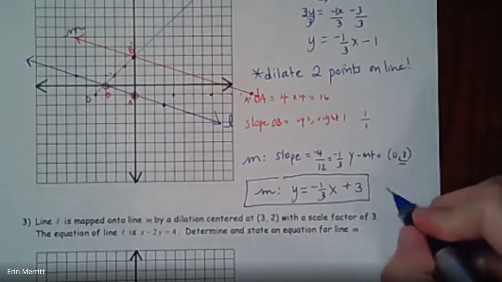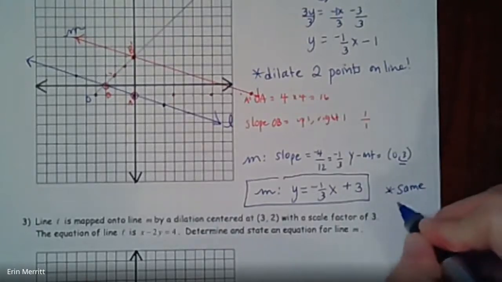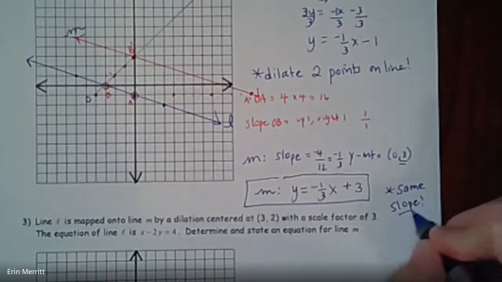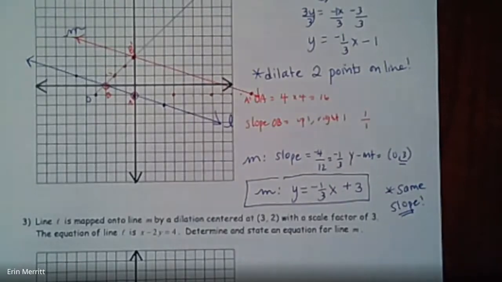The fact that we have the same slope is actually pretty important. Not only does it make our work a little bit easier to check, but you might also notice that if they have the same slope, then those lines are parallel to each other.